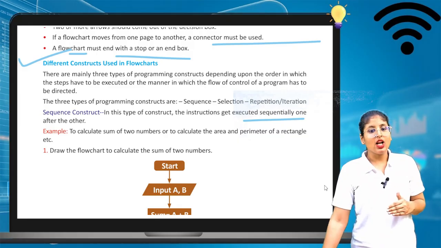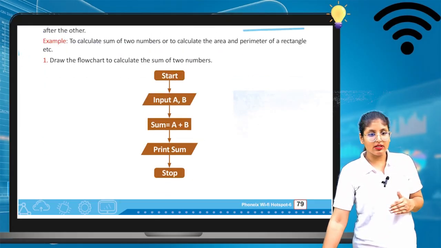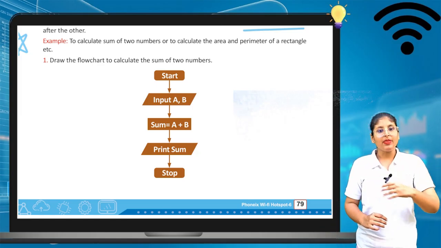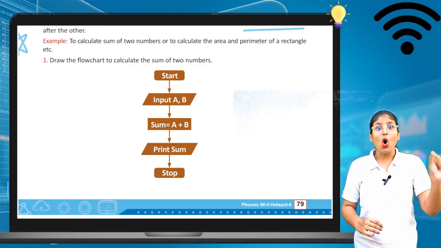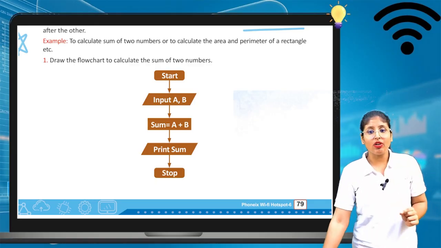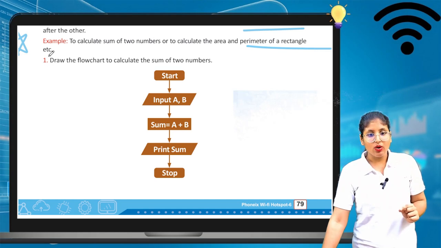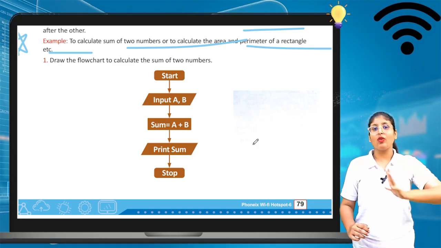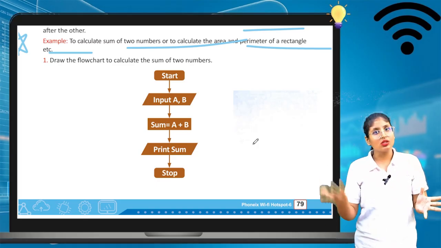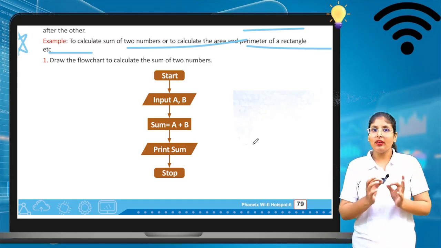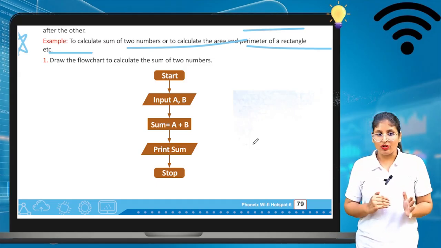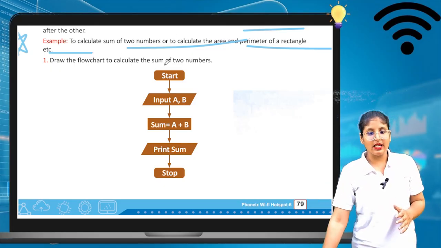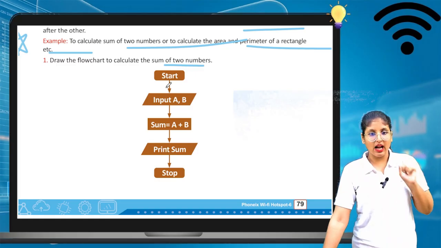Examples show how we can create a program in a sequential manner: to calculate the sum of two numbers, or to calculate the area and the perimeter of a rectangle. First, draw the flow chart to calculate the sum of two numbers. Of course, the program starts with the start button.